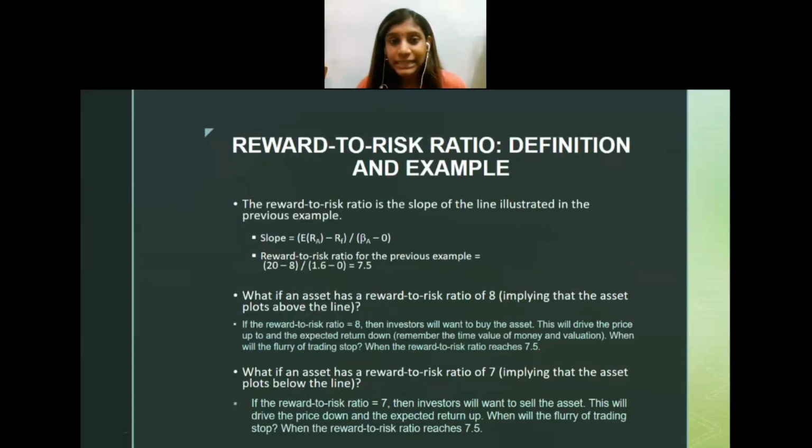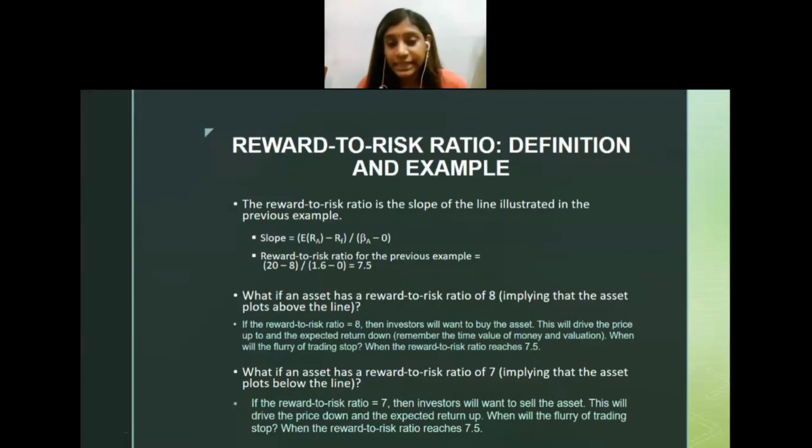The following slide is reward to risk ratio, the definition and example. The reward to risk ratio is the slope of the line illustrated in the previous slide. Here the slope is equal to the expected return minus the risk-free rate, divided by beta minus 0. So the answer for the reward to risk ratio for the previous slide is 7.5.